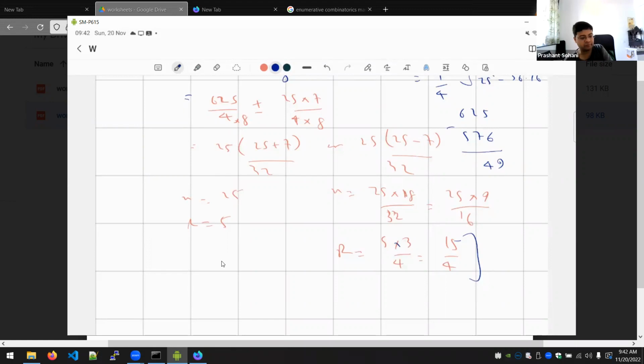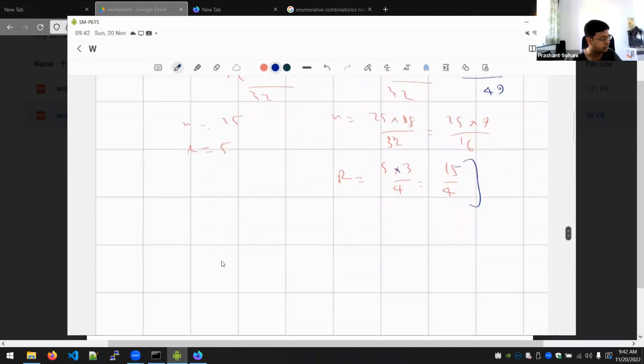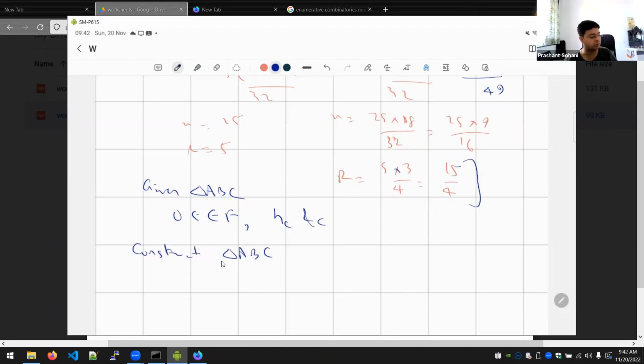Okay, so let's find out by inverting the problem, and this is something which can be done. Suppose I give you this question: given a triangle ABC such that it has this property that O lies on the line DE, and I give you the lengths of HC and C. Can you construct triangle ABC using ruler and compass?